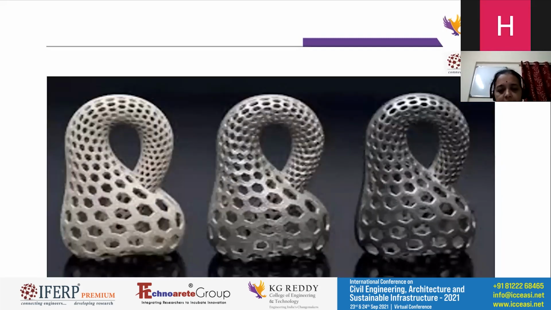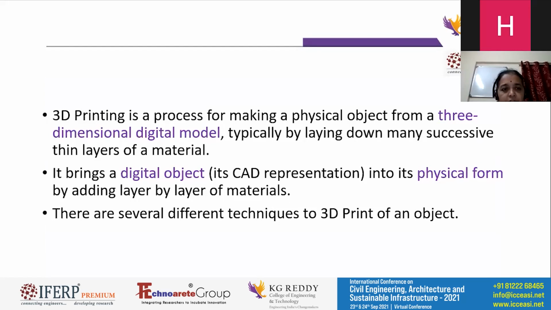These are some critical shapes which are very difficult to make manually. Our traditional method takes more material, but by using 3D printing we can easily print this type of shape. So 3D printing is the process of making a physical object from a three-dimensional digital model, typically by laying down many successive layers of the material. It brings the digital object, which means the CAD representation or file, into its physical form by adding material layer by layer.